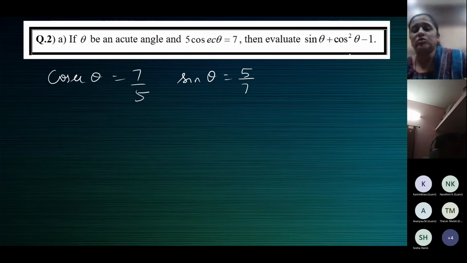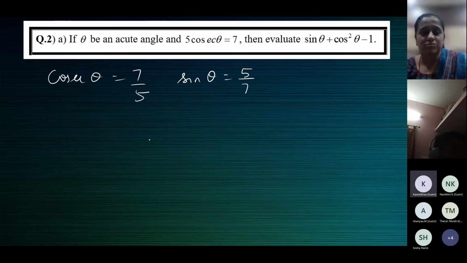5 by 7. Now, what is the other value you need to find? Cos theta, right? Or cos square theta, correct? Yes, ma'am. The other value we need to find is cos square theta or cos theta. Okay. So, how do you find cos square theta?